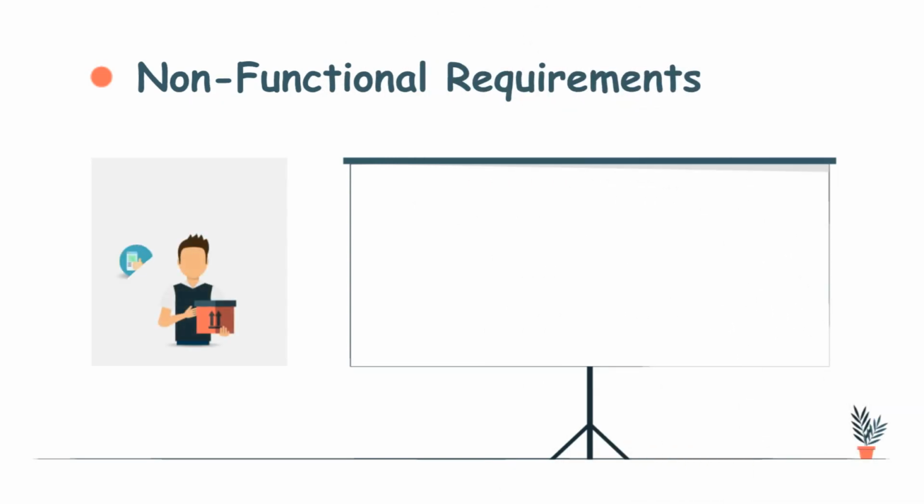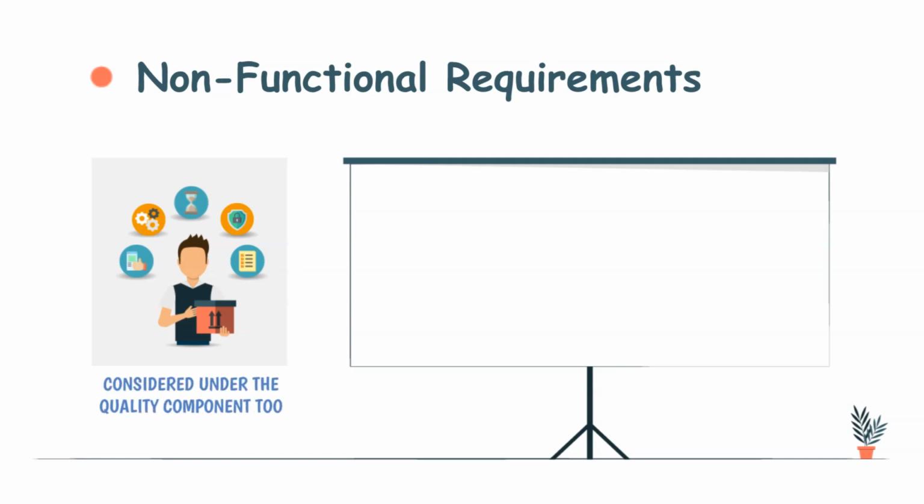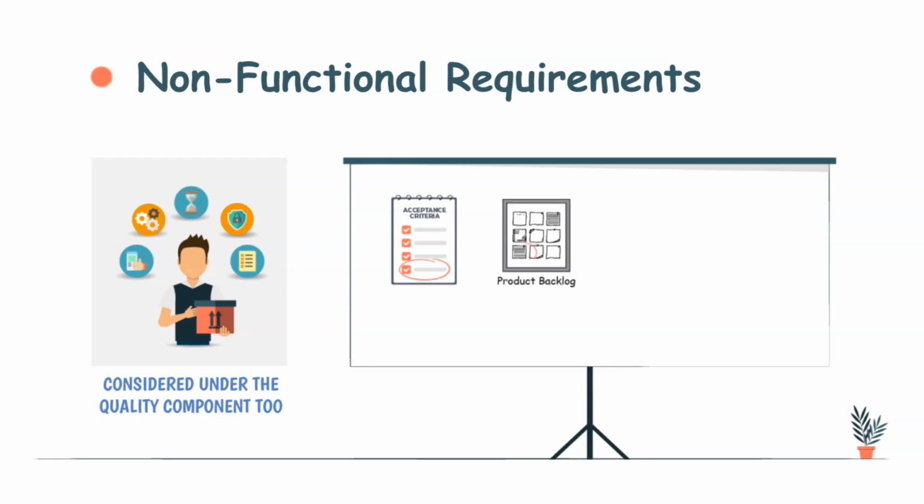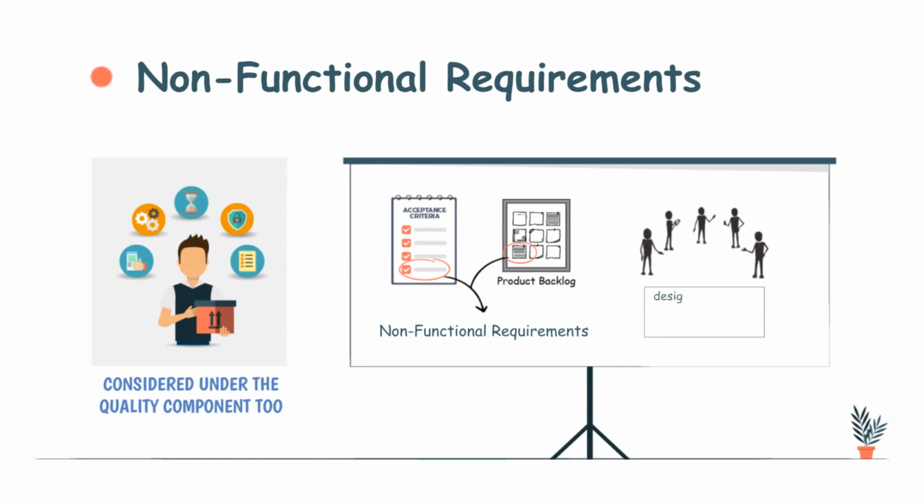Lastly, non-functional requirements. These are the standard characteristics or attributes of the product that might not add direct business value, but without which your product can't move. These quality assurance attributes of the product can be considered under the quality component too. Non-functional requirements usually take their place in acceptance criteria or the product backlog as a product backlog item. These are also the key to product success and part of the definition of done. If your team has to produce any documents such as design documents, release notes, or user manual, then it is better to add them to the definition of done.